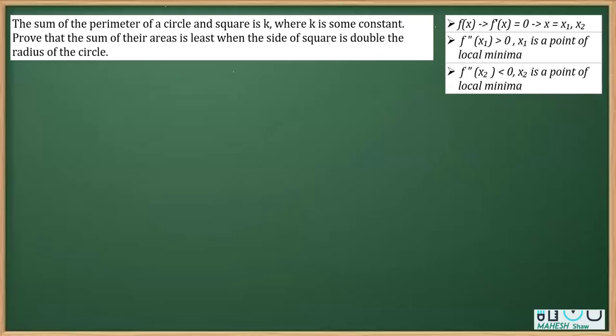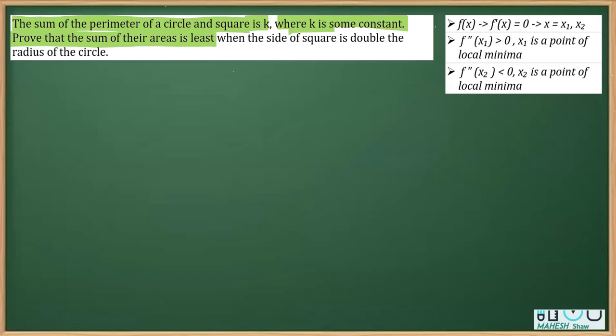We have one question from the chapter application of derivative based on maxima minima. The question says that the sum of the perimeter of a circle and a square together is given as k, where k is a constant. Now we have to prove that the sum of their areas, that means their sum together, is least.